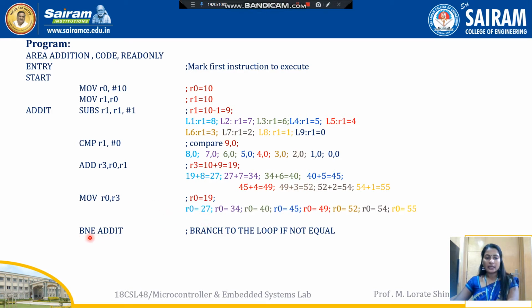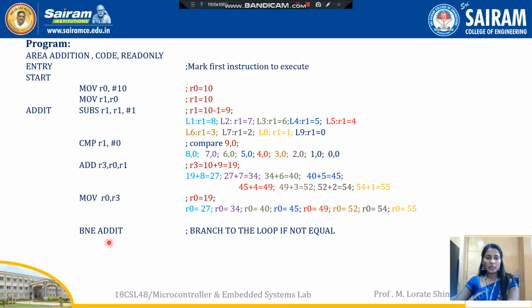Again I am checking this condition. Are both equal or not? I did the 8 and 0 comparison. Both are not equal, so again I will go back. This time R1 becomes 7. 7 and 0 I am comparing. R0 is 27. So 27 and 7 I am adding, giving 34. The result I will move to the R0 register.